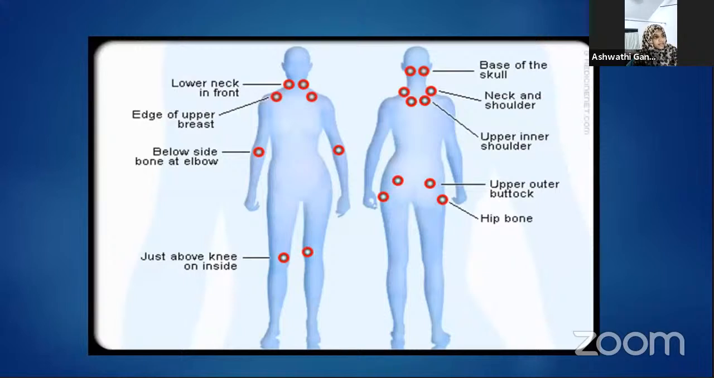These points are around the lower neck in front, edge of the upper breast, below the side bone at the elbow, and just above the knee on the inside, anteriorly. Posteriorly, base of the skull, neck and shoulder, upper inner shoulder, upper outer buttock, and hip bone. These areas can be palpated and looked at for tenderness. If tenderness is present at least at 11 areas and the patient complains of persistent bilateral diffuse pain for more than 3 months, we can diagnose fibromyalgia.